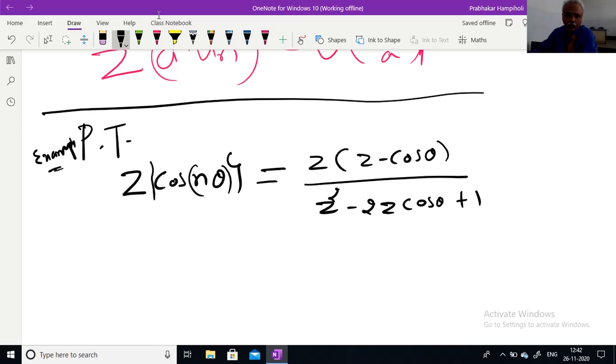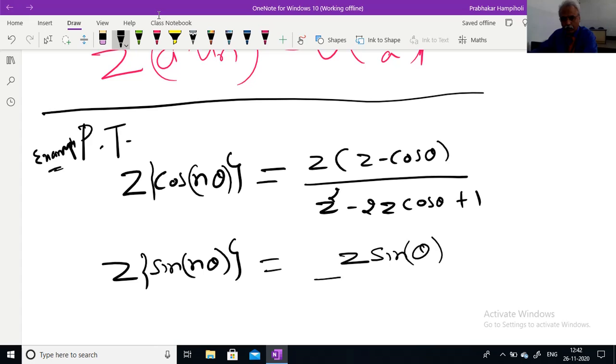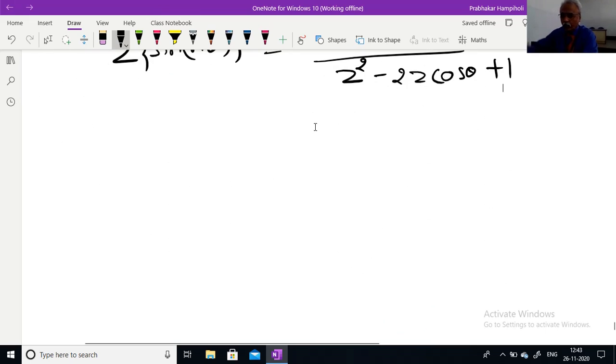For sine also the denominator is the same, z transform of sine n theta becomes z square minus 2z cos theta plus 1, same as it is, but here the numerator is z sin theta. Denominator same. Of course, we have to prove this now. Proof, let us see the proof. How do we prove this? Of course, later on we shall apply the damping rule for this also. Proof for this.